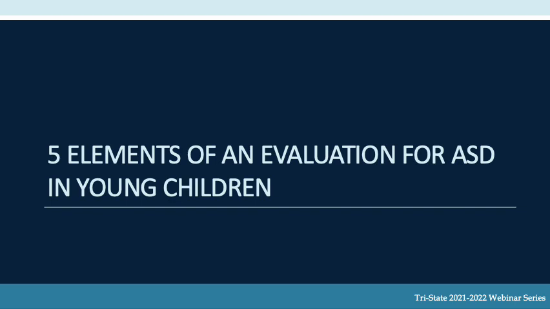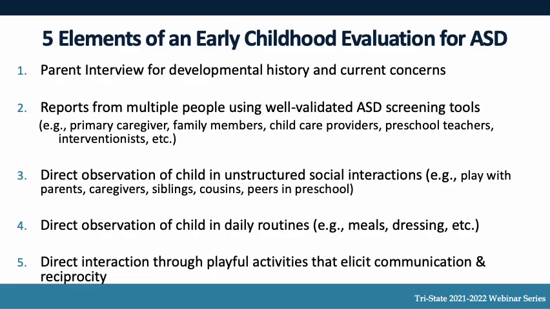So I've organized this talk into 5 parts, which I think of as critical elements for any evaluation for a young child. And those elements are described here. We're going to talk about the importance of interviewing the parent to learn about the child's developmental history, as well as the family's current concerns. The importance of integrating reports from multiple people who know the child well, could be parents, family members, child care providers, preschool teachers, early interventionists. And we're going to talk about well-validated ASD checklists or screening tools that can be given to those individuals.